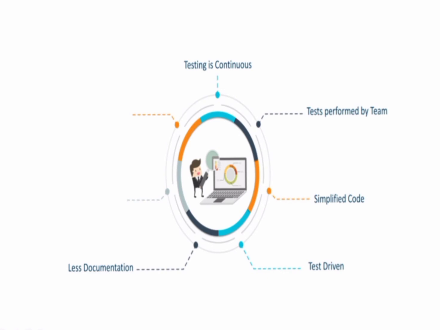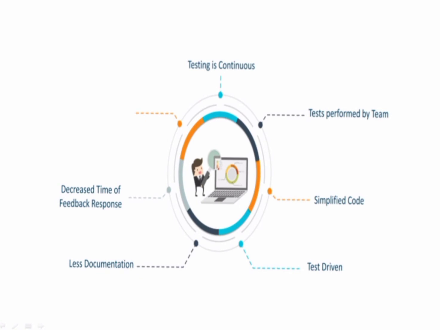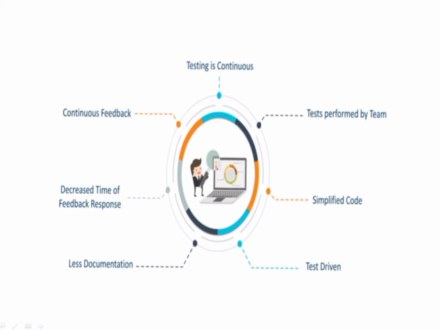And next is less documentation. The agile team uses a reusable checklist. The team focuses on the test instead of the incidental details. Next, decreased time of feedback responses. The business team participates in each iteration and continuous feedback shortens the time of feedback responses. At last, continuous feedback. In continuous feedback, testers provide continuous feedback to team members. The members regularly receive feedback regarding the customer requirements.